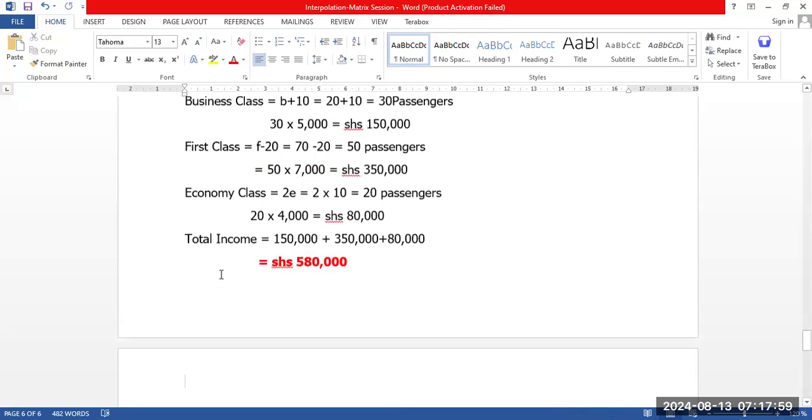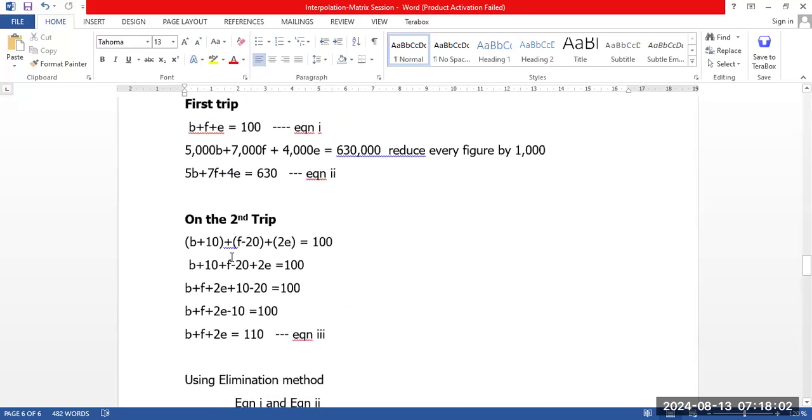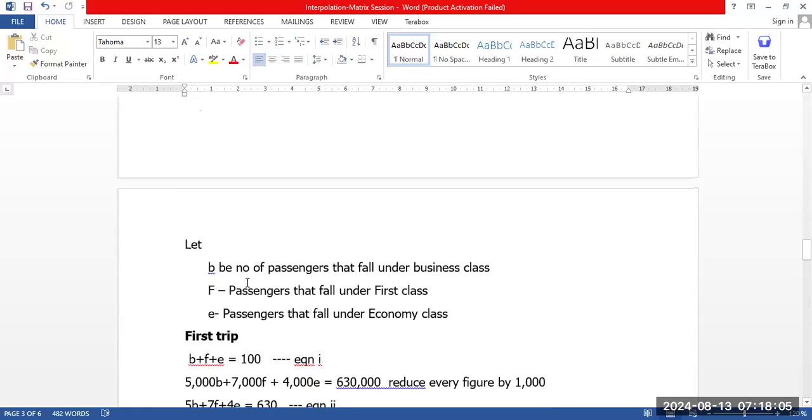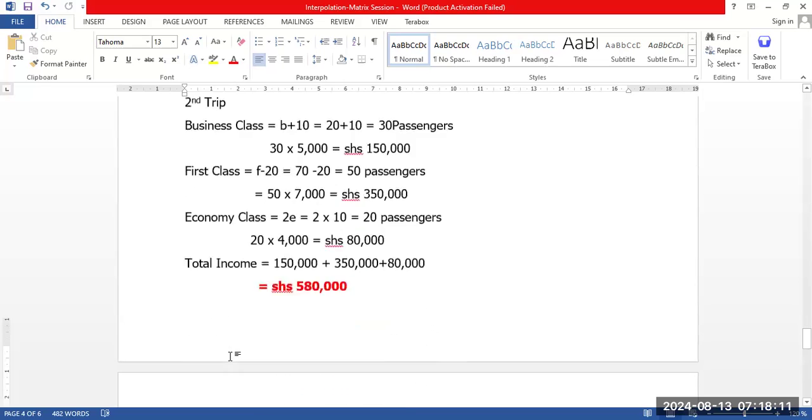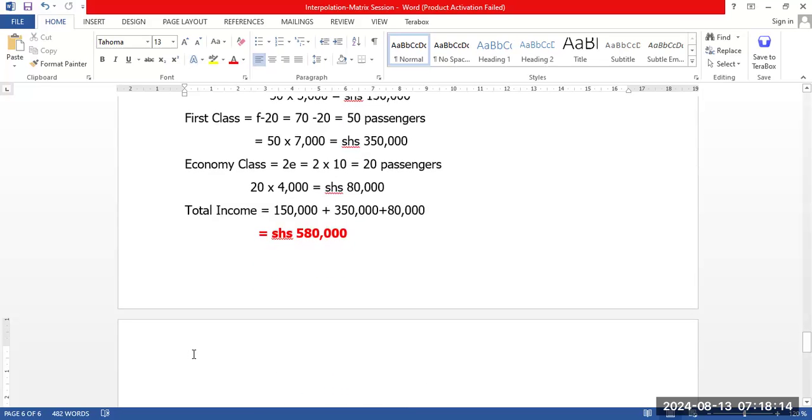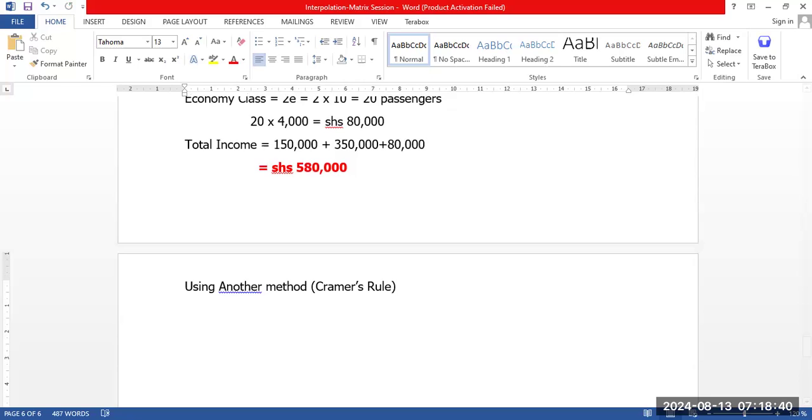Now, I want to use another method. If you are in an exam and you forget, you see this is not hard, you see that this is hard for you, you can use another method, using another method to get F, E, and B. You can call it matrix, you can call it, most normally call it Cramer's rule. They ask you that, don't say you didn't study.